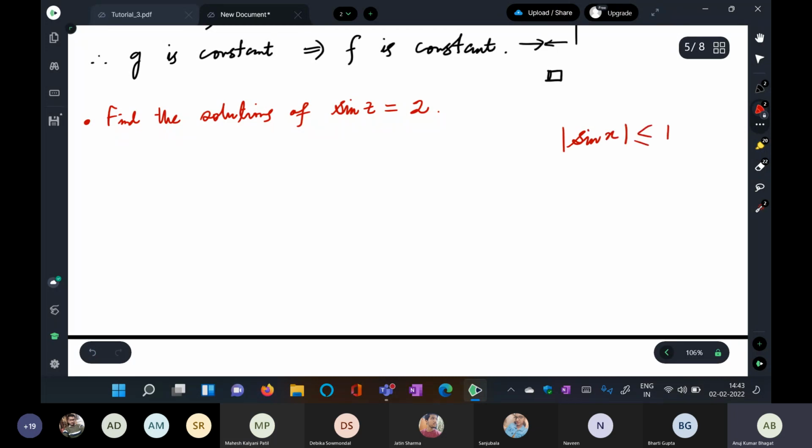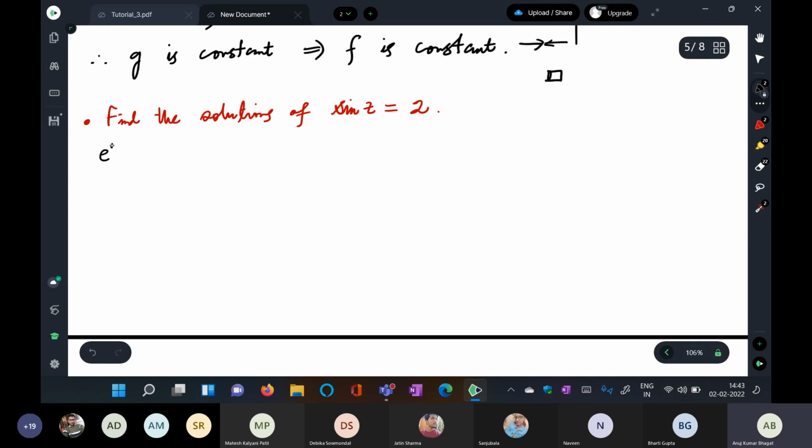But when you consider z to be a complex variable, then the function sin z is not bounded. So this is what is very interesting. This can actually be any number. Instead of 2 you can write here 100, and you will get a solution. So the solution is rather easy.